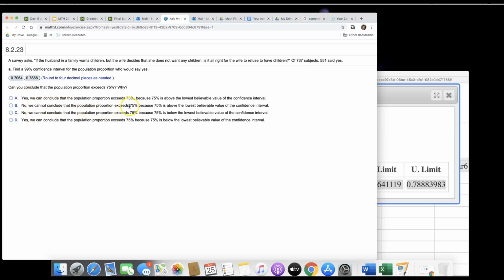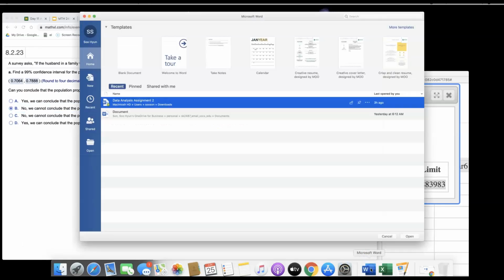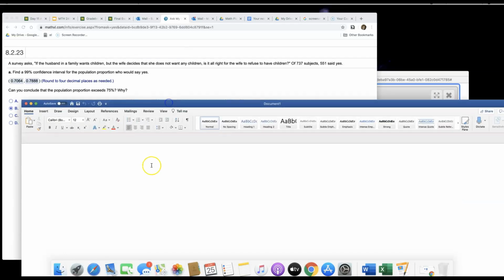We cannot conclude that the population proportion exceeds 75% because 75 is above the lowest believable value. Let me read this. No, we cannot conclude the population proportion exceeds 75% because 75% is below the lowest believable value? No, it is above. So, suppose that you got an interval like 78% to 83%. Then we get to say, oh yes, it's going to be over 75%. Or if you get something like 75 to 83. So if your interval is entirely greater than or equal to the number that they were interested in, then we get to say yes. We can conclude that the population proportion exceeds 75.